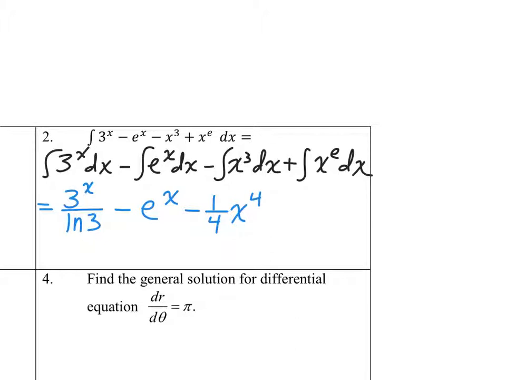One-fourth x to the fourth, plus x to the e as an antiderivative. X to the e plus 1. It's a little trick question, or attempt at a trick question. And then I'm going to put a plus c off at the end.